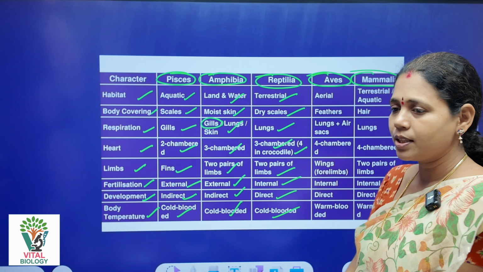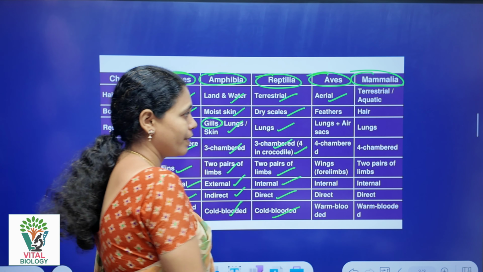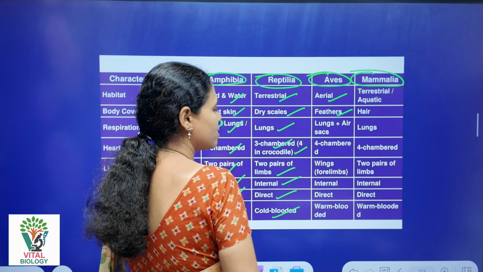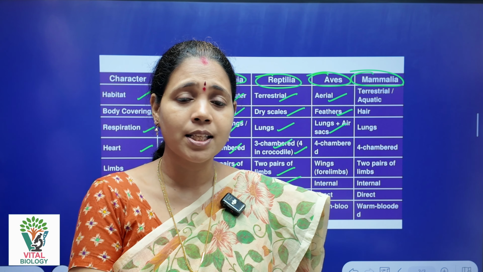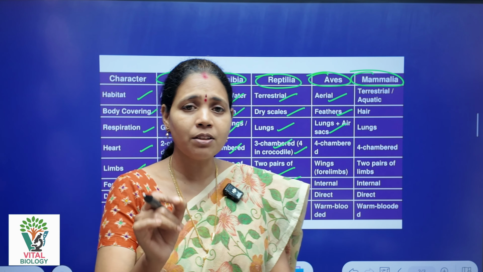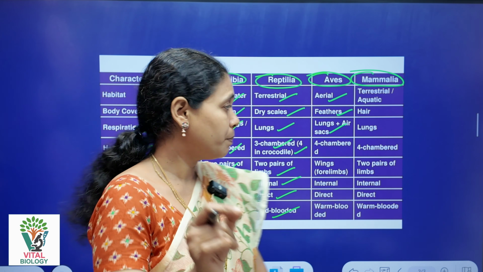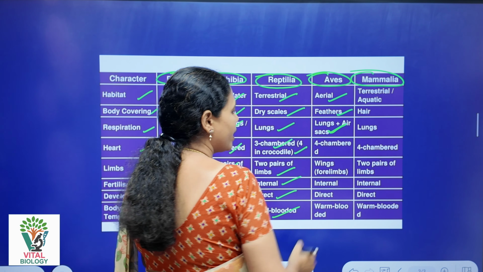Okay, going towards the birds. In birds, the habitat is aerial, and the body is covered with feathers. From the respiration point of view, we can see lungs, and along with the lungs, additional air sacs are also present. So that's why we say double respiration is seen in birds, as they are provided with lungs and also air sacs.